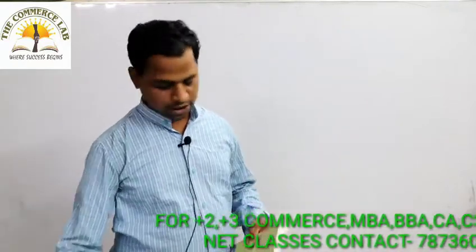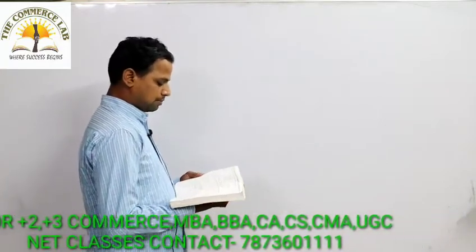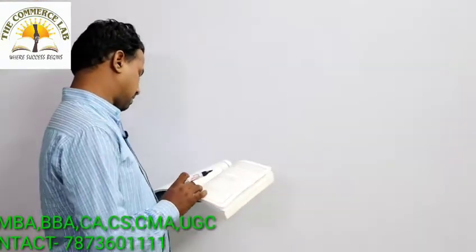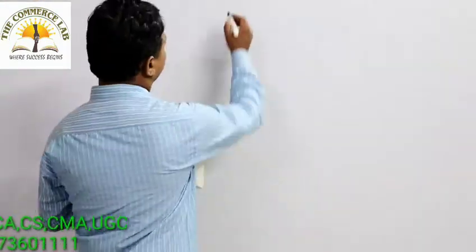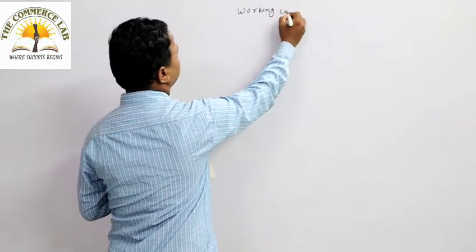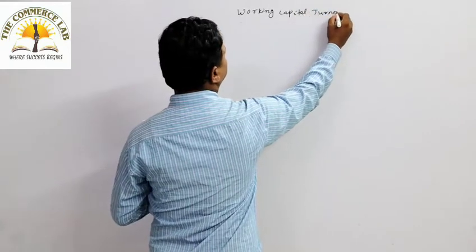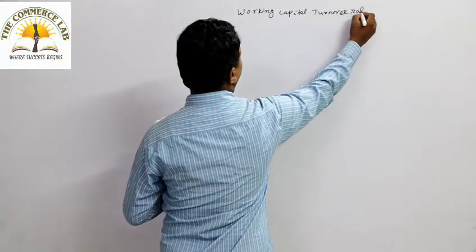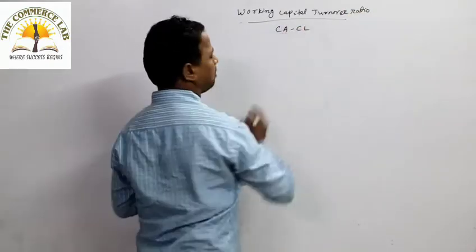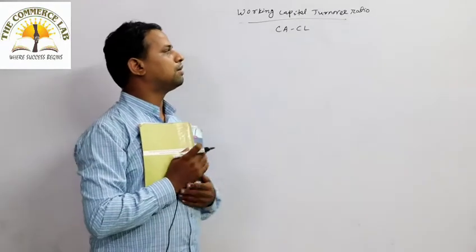Thereafter we have to go to another concept, that is working capital turnover ratio. Okay, this is very much important. So what is working capital turnover ratio? First of all, what is working capital? Mathematically, working capital is nothing but the difference between current asset and current liability. So the difference between current asset and current liability is known as working capital.